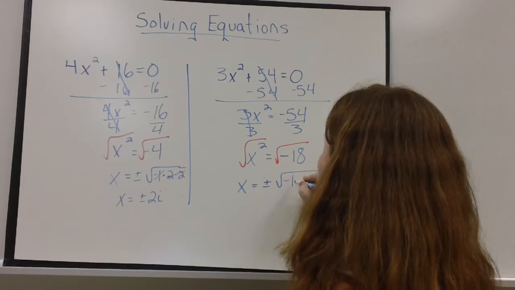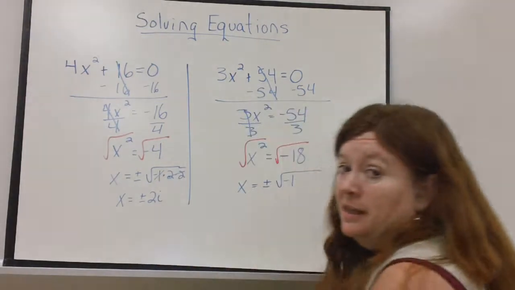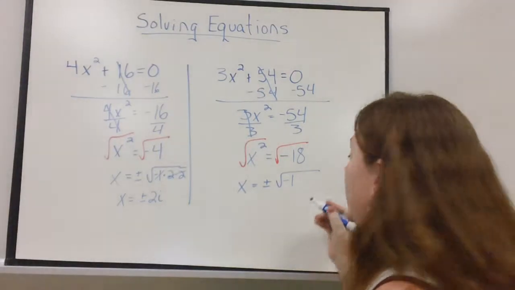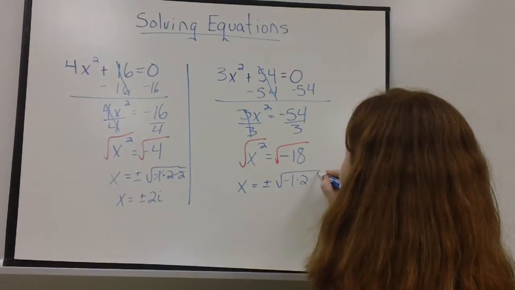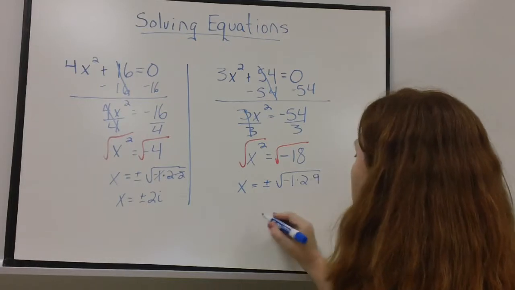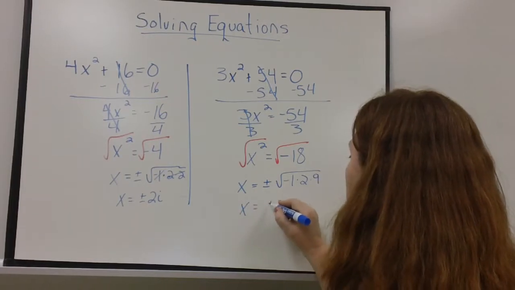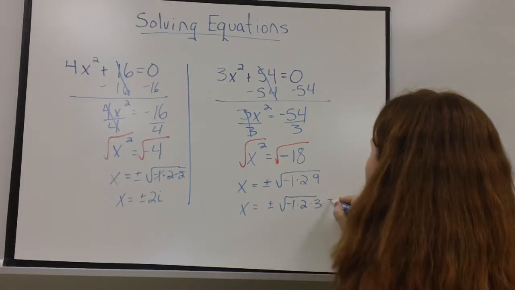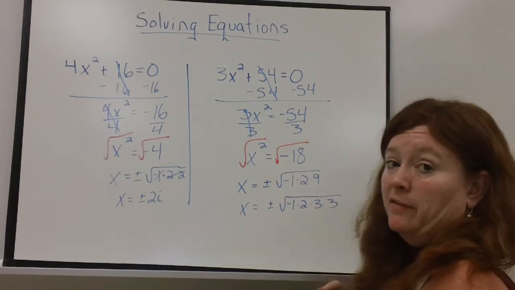Now, let's break down the negative 18. Negative 18 is negative 1 times 18, and 18 is 2 times 9. 9 is 3 times 3. All right, there we go. Now I have a pair of numbers.